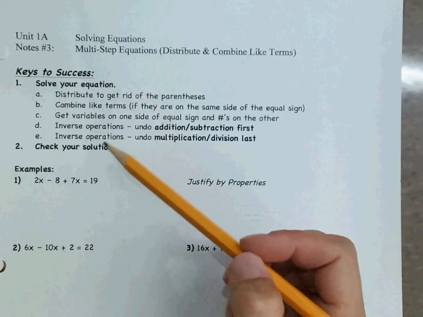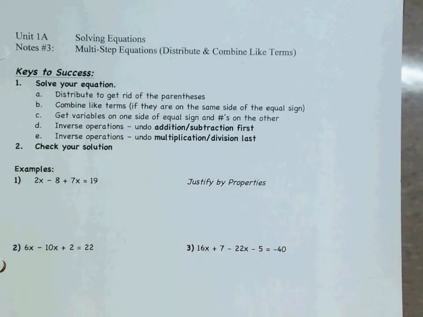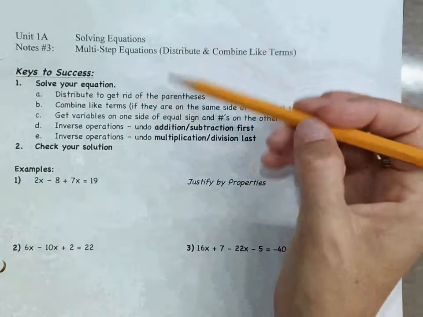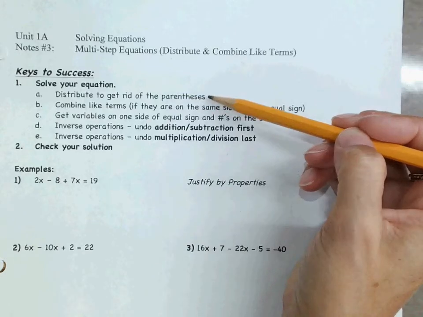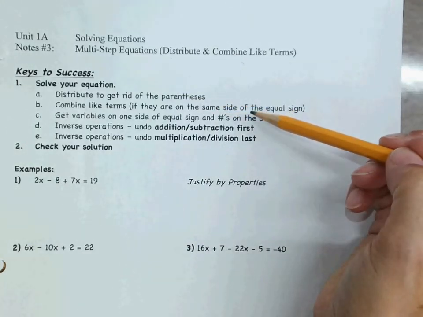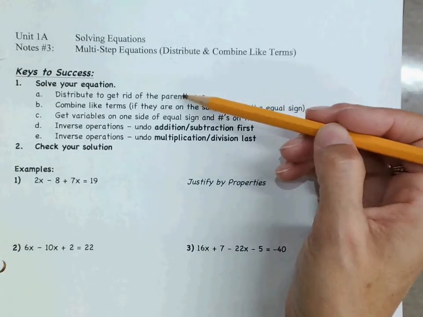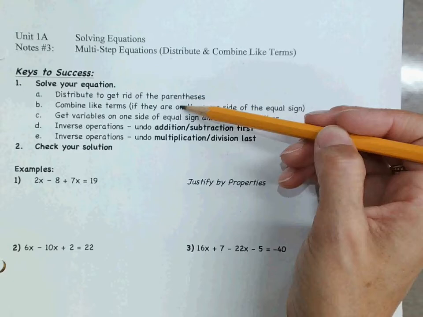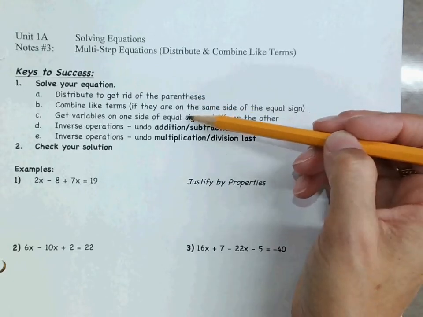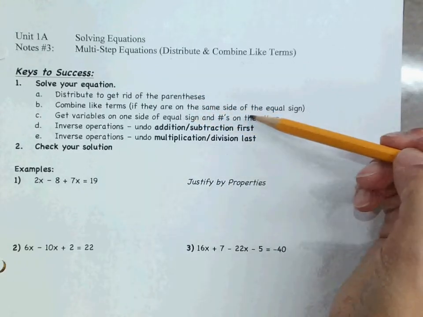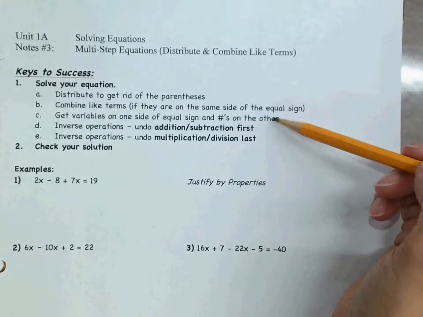Okay. So moving on to these notes, the keys to success. These are steps that you want to follow to solve these equations. First, distribute to get rid of parentheses. Then combine like terms. Just like when we were practicing simplifying expressions, we would always distribute first, then combine like terms. We want to make sure that all the variables are on one side of the equal sign, all the constant numbers are on the other.